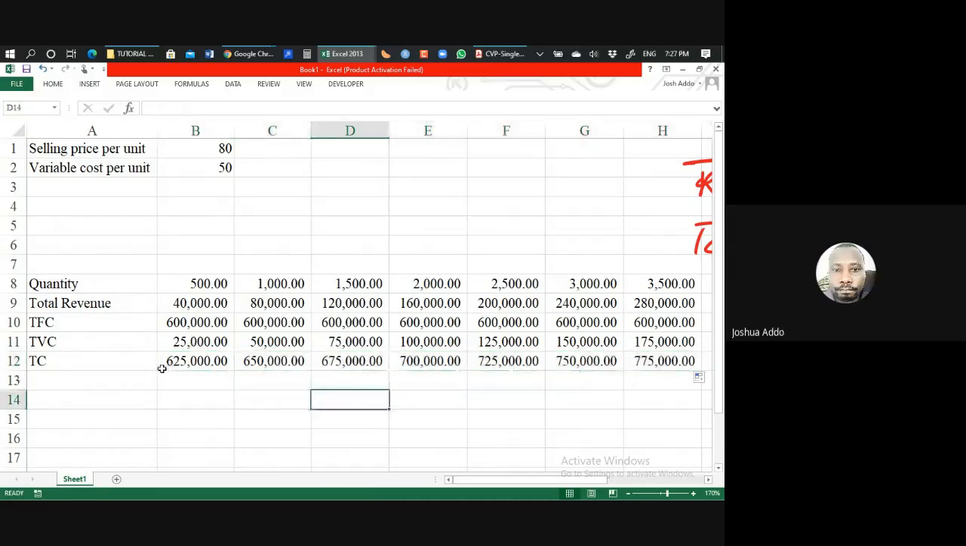Okay, so this is how we get our total cost, which is our total fixed cost plus our total variable cost. Now we can plot our total revenue line.